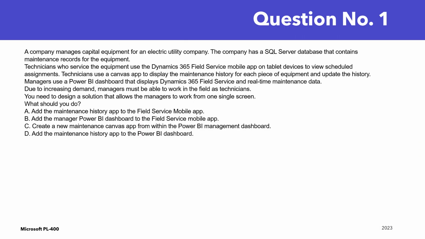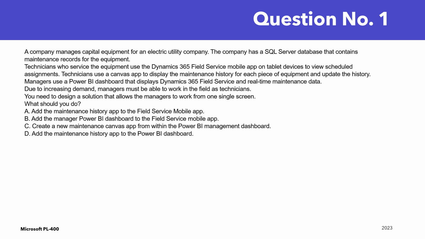A company manages capital equipment for an electric utility company. The company has a SQL Server database that contains maintenance records for the equipment. Technicians who service the equipment use the Dynamics 365 Field Service mobile app on tablet devices to view scheduled assignments. Technicians use a Canvas app to display the maintenance history for each piece of equipment and update the history. Managers use a Power BI dashboard that displays Dynamics 365 Field Service and real-time maintenance data.